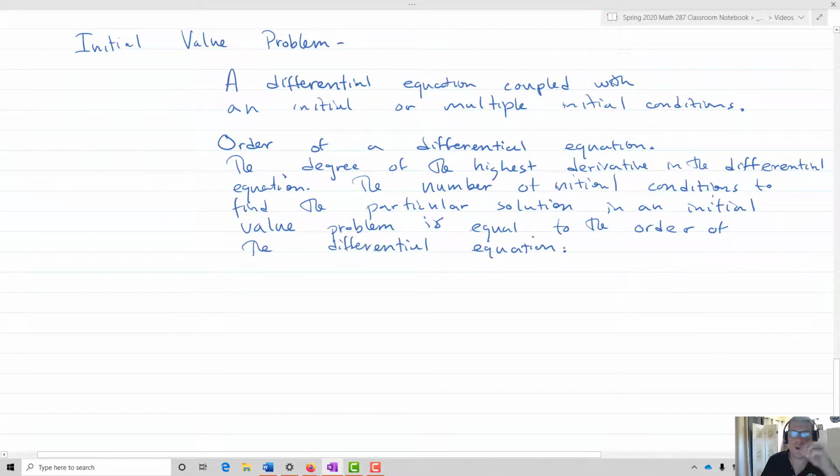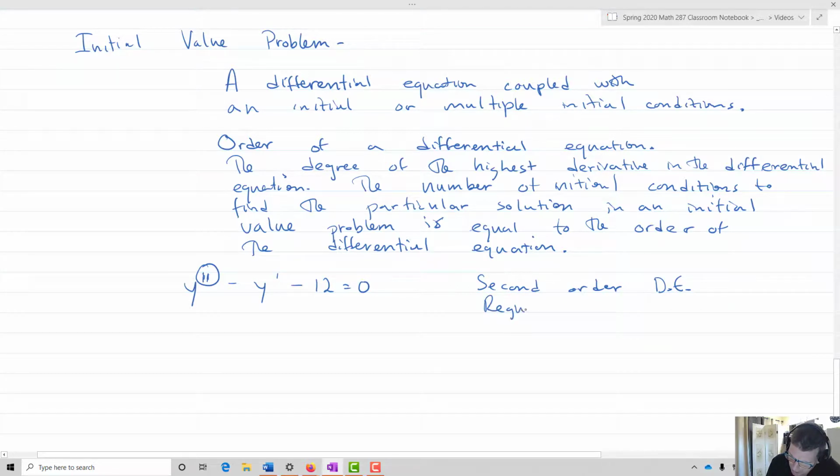All right, so let's say, for example, we had that previous one. We had y double prime minus y prime minus 12y equals 0. Okay, we'll notice that this is a second order DE. Right, we're going to say it's second order because the highest derivative is a double prime. And so it requires two initial conditions to get the full particular solution.